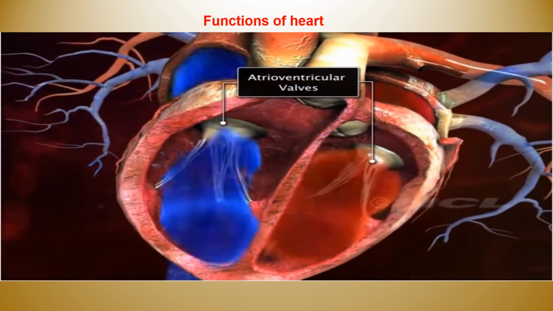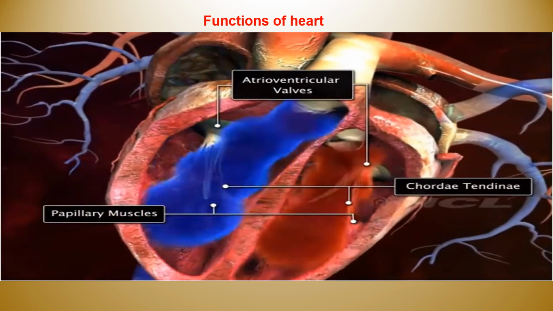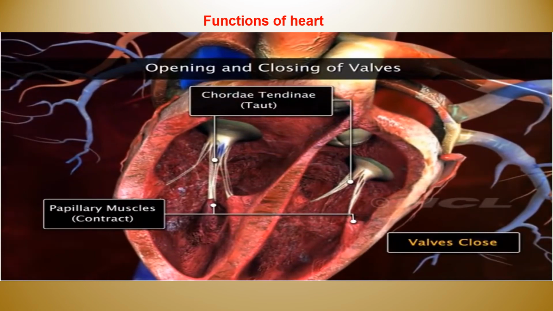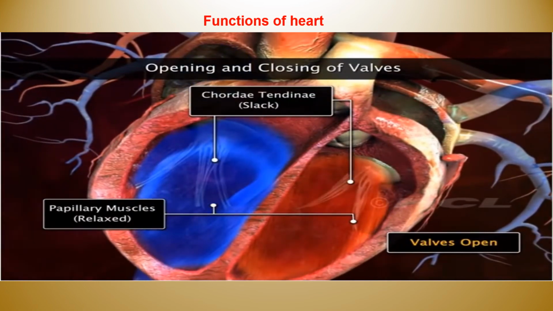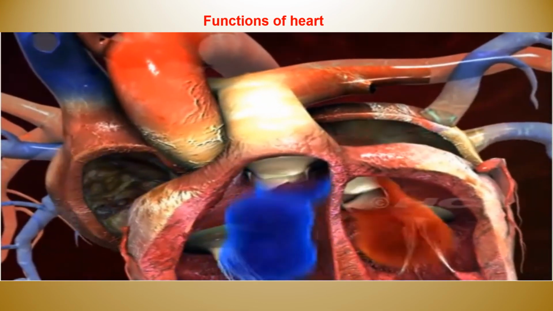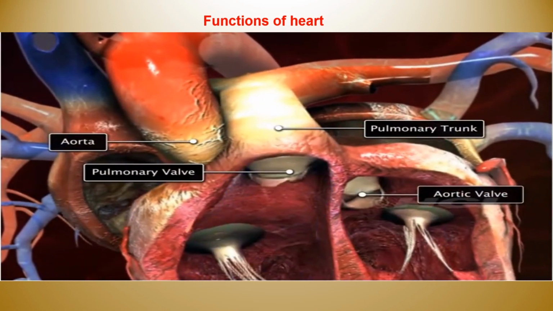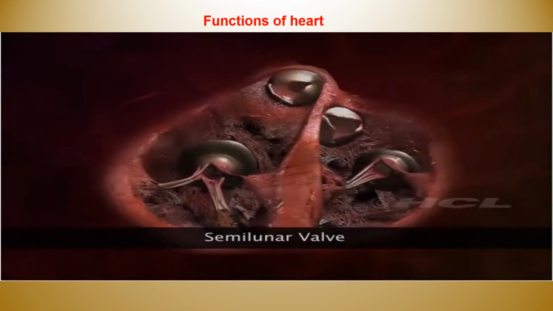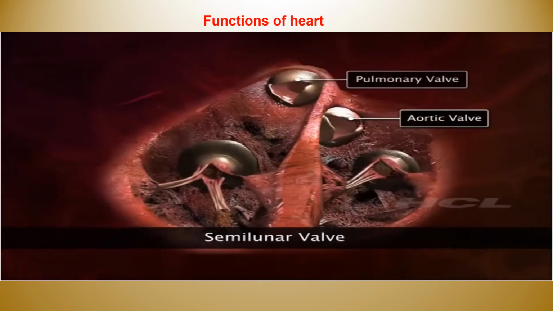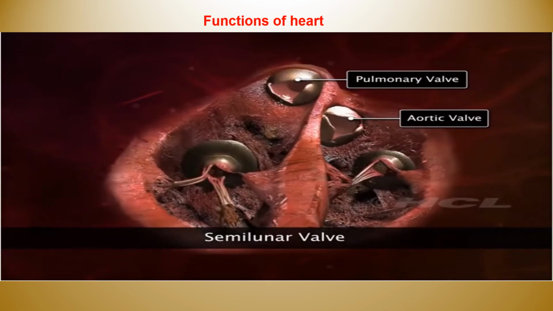The atrioventricular valves have cardiac tendons and papillary muscles attached to them, which help to pump the blood. When the valves open, the heart is in a relaxed position. Under the pulmonary trunk is the pulmonary valve. Under the aorta is the aortic valve. Totally four valves: aortic valve, pulmonary valve, tricuspid valve and bicuspid valve, otherwise mitral valve. The four valves avoid the backflow of blood.